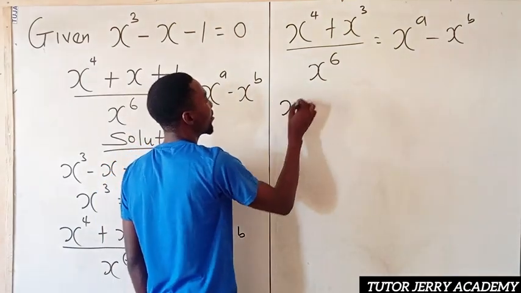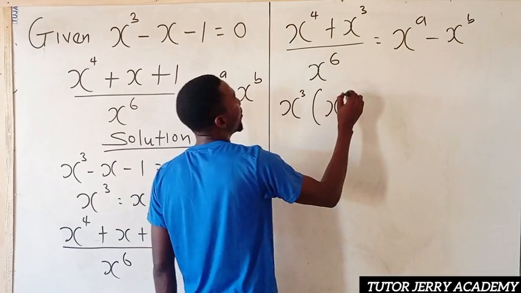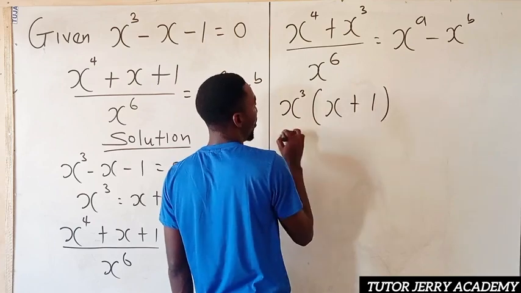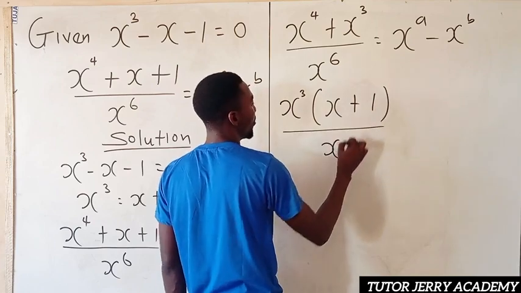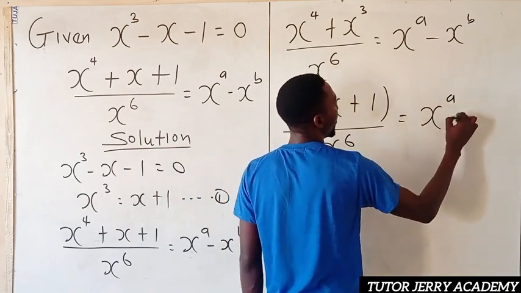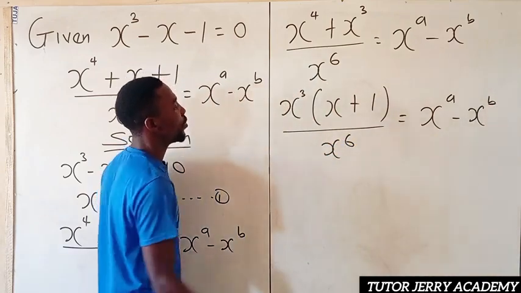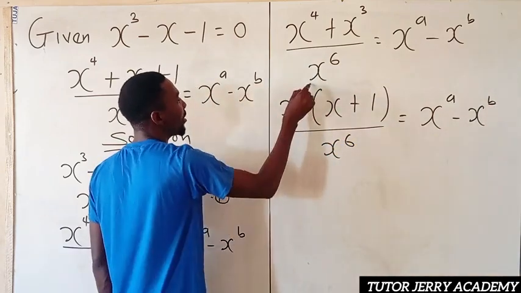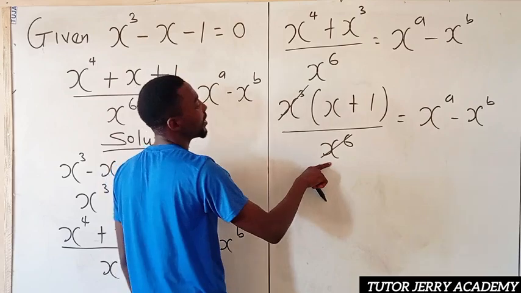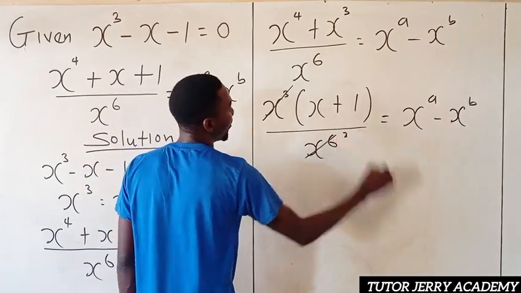Alright, so let's factor out s to the power of 3. So we factor out s to the power of 3, we will be left with s to the power of 1 plus 1 all over s to the power of 6, which is equal to s to the power of a minus s to the power of b. Alright, so if you look at this, this can go with this, then we are going to be left with s to the power of 3.